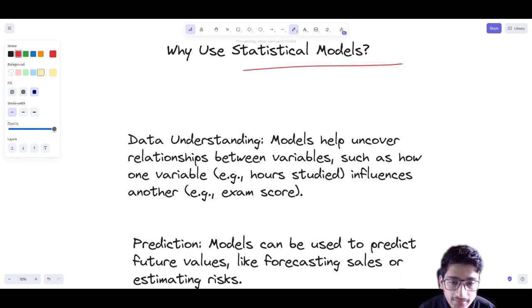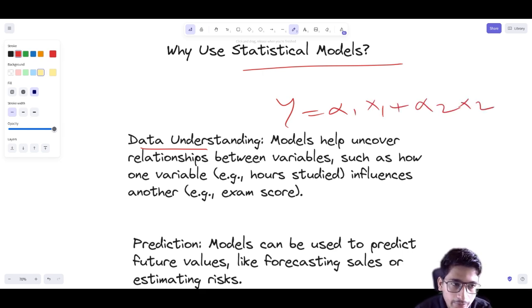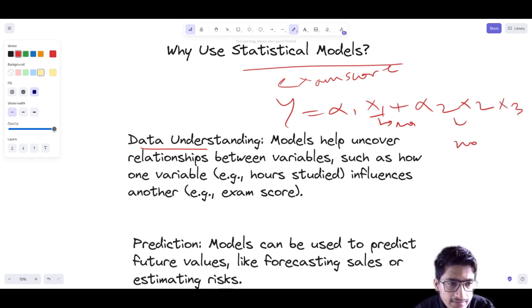Basically, the first reason to use a statistical model is data understanding. Statistical modeling will help you understand the relationship between the variables. So basically y is equal to your equation, x1 plus alpha x2, will help you understand the relationship between the variables. For example, we have the exam score as the y variable, then these parameters would be the number of hours studied, number of hours of sleep taken, number of hours played.